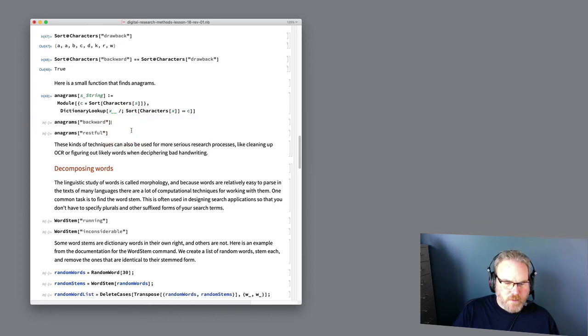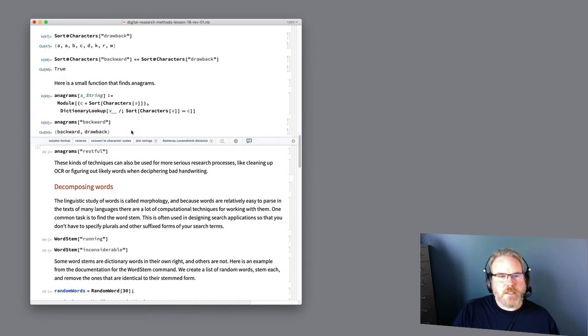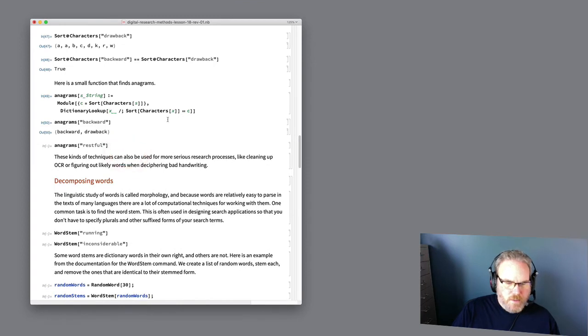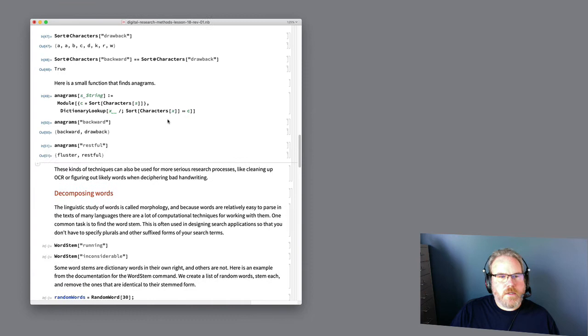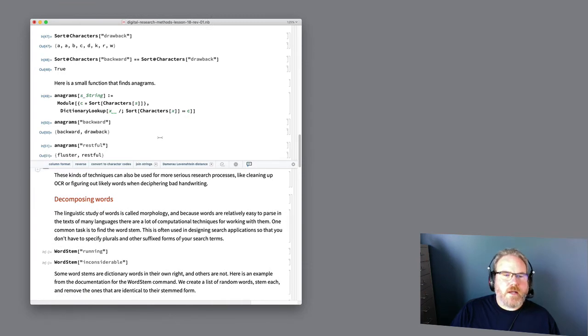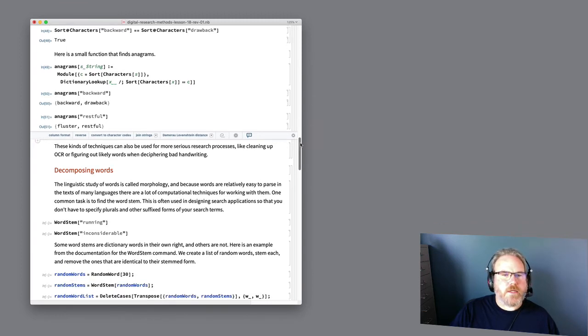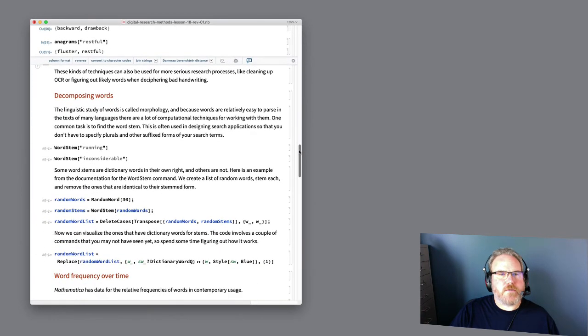So if I search for anagrams for backward, it takes a second to run, but we find that backward and drawback are anagrams. If we search for anagrams of restful, fluster is an anagram of restful. So this kind of thing, as I say, often comes up in games. For example, if you play Scrabble, then you know that you use this kind of thinking frequently. But it can also be used for doing things like cleaning up optical character recognition too.